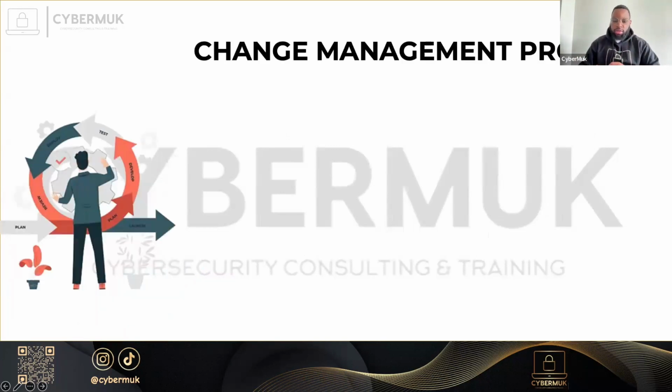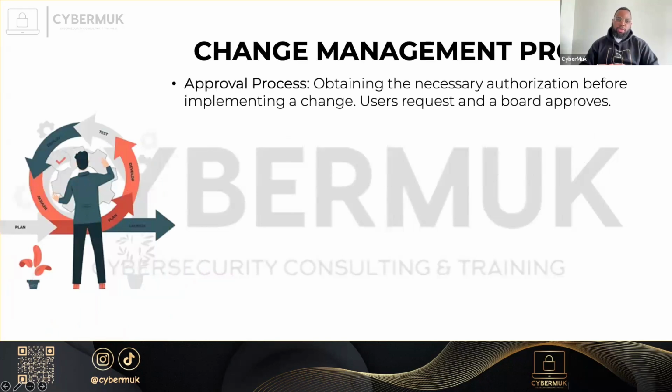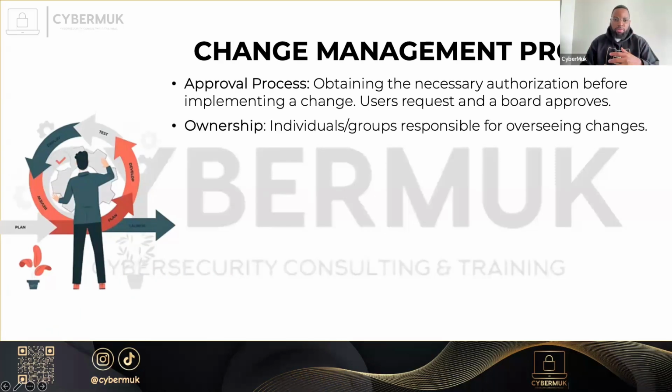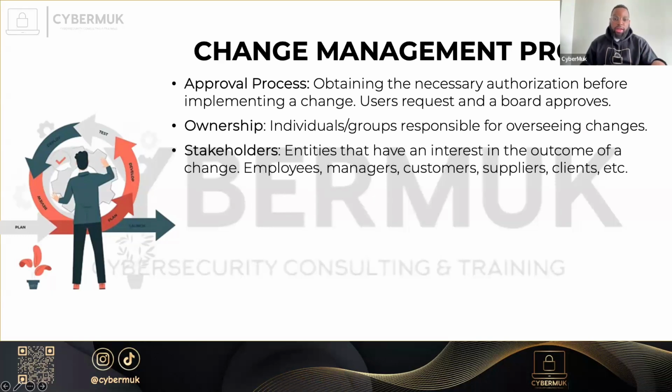And let's look at some of the important parts of the change management process. The approval process is very important. It's necessary to obtain approval before implementing a change. You request and there is a board that approves, because they can obviously deny. It's not because you ask that it's going to be approved. Ownership refers to the individuals and groups responsible for overseeing changes. Stakeholders are all the entities that have an interest in the outcome of a change. So you have the employees, you have the managers. For our Spotify example, you have the customers, the suppliers, the clients. It depends on who the change has an impact or an interest on.